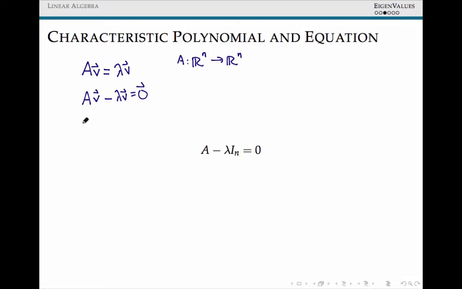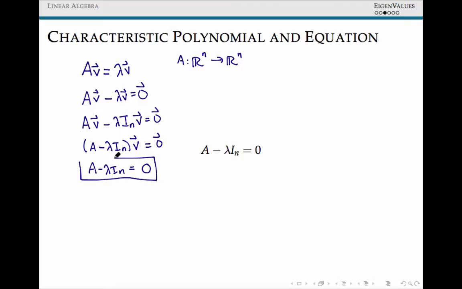To rephrase this as a matrix, we'll rewrite this as lambda times the n by n identity matrix times v is equal to the zero vector, and now we're going to be able to factor this out in a way that makes sense. So this A minus lambda times the identity matrix says that every coordinate in our vector v was scaled up by a constant lambda. And so this A minus lambda I_n equals the zero matrix is really the relationship we'd like to capture.